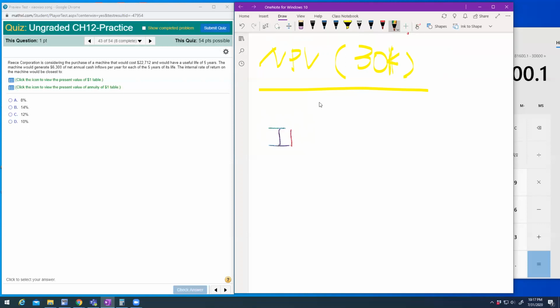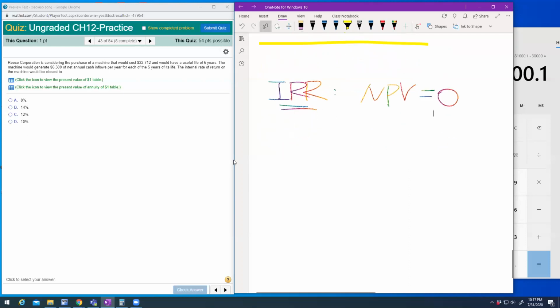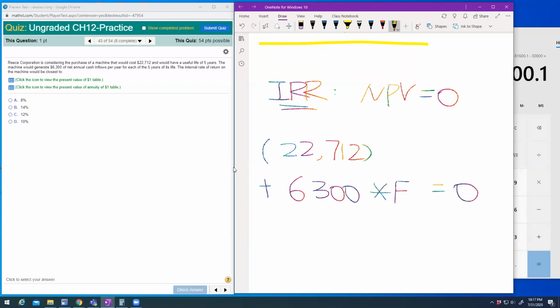So how do we get IRR? Remember we said we got this IRR by checking the table. IRR is when the NPV equals 0. How do we get our NPV? We first need to invest 22,712, right? And then every year you get a cash inflow of 6,300. And then we multiply by the discount factor. We get this to be 0, right? This is how you get NPV.